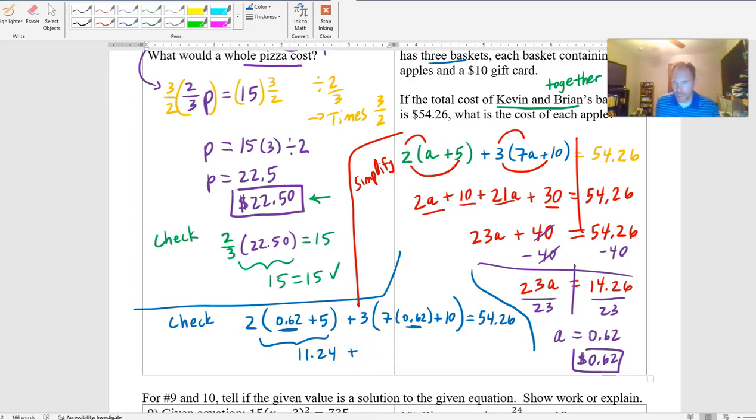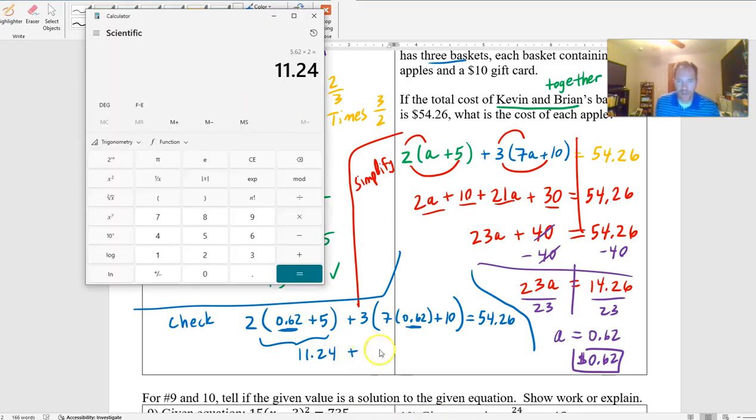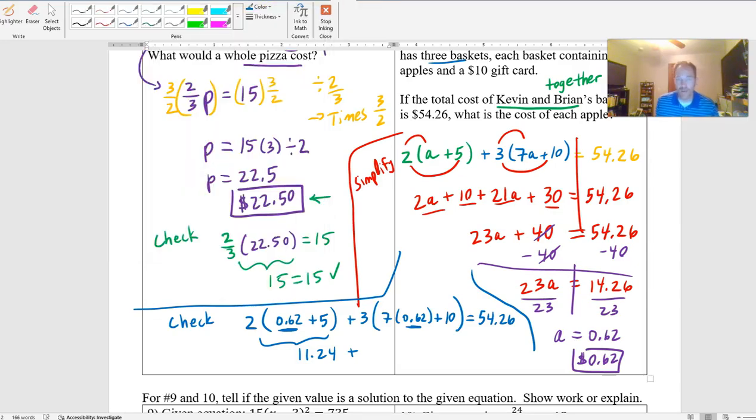Kevin's got $11.24 worth of merchandise, products. And then in Brian's basket, again, I'll use the calculator here. A single basket, he's got 7 apples times 62 cents per apple. To that, we're adding the $10 gift card. So each of Brian's baskets is worth $14.34, but he's getting 3 of those. So if we triple that, multiply by 3, Brian's baskets altogether are worth $43.02.